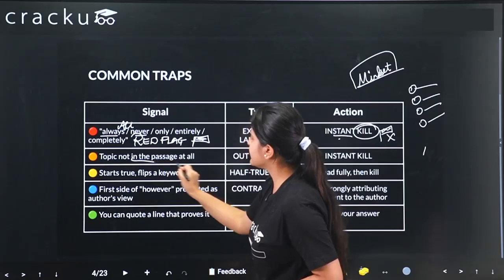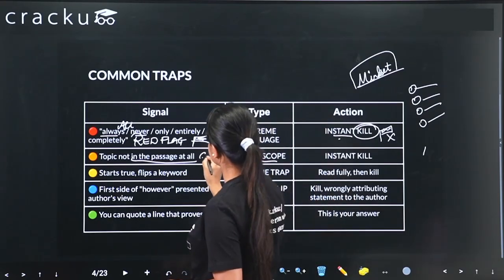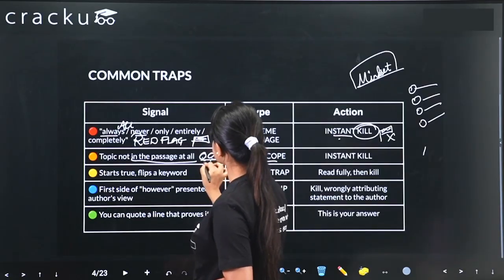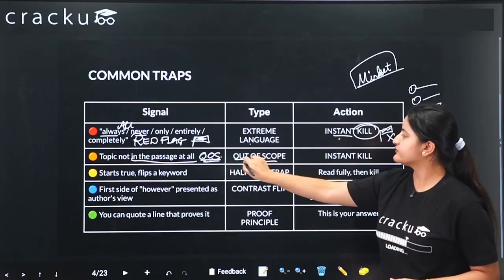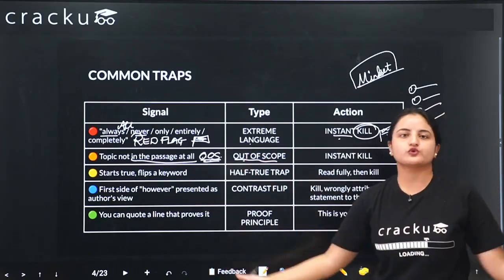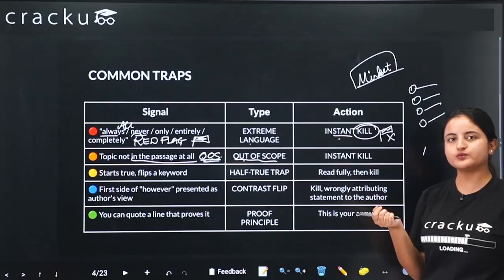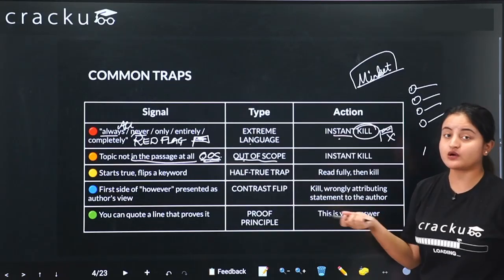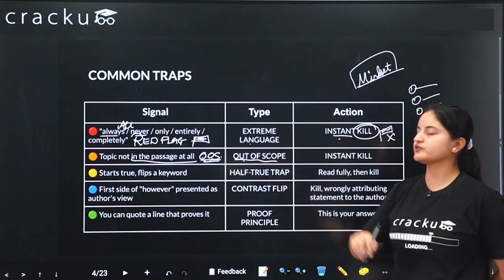Topic not in the passage at all. So this I refer to as OOS. Whenever I find this option, I simply write OOS. What does that refer to? It means out of scope. There could be an option where the point would feel nice. It would feel, okay, this is a good point. It sounds good. It's somewhat related to the topic, but it would be out of scope.